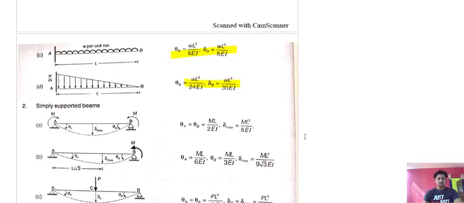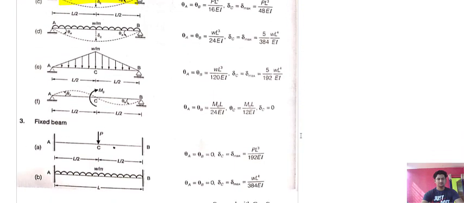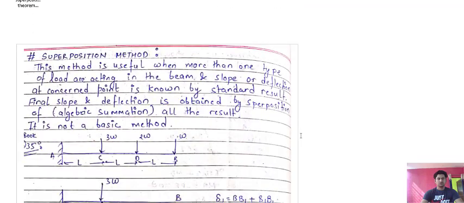So this is some other simply supported case. Now if moments are acting at A and B points, what will be the slope and deflection values? If a moment is acting at only one point, if a point load is acting at the center point, if UDL is acting, if UVL is acting, all the cases have been discussed here. So today we will be starting with the superposition theorem.